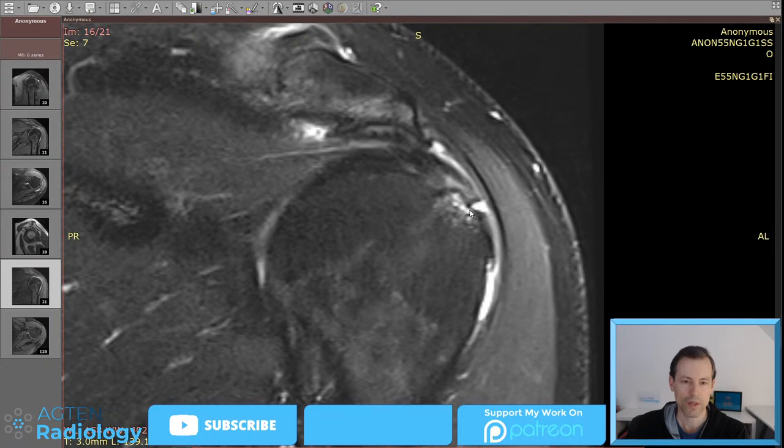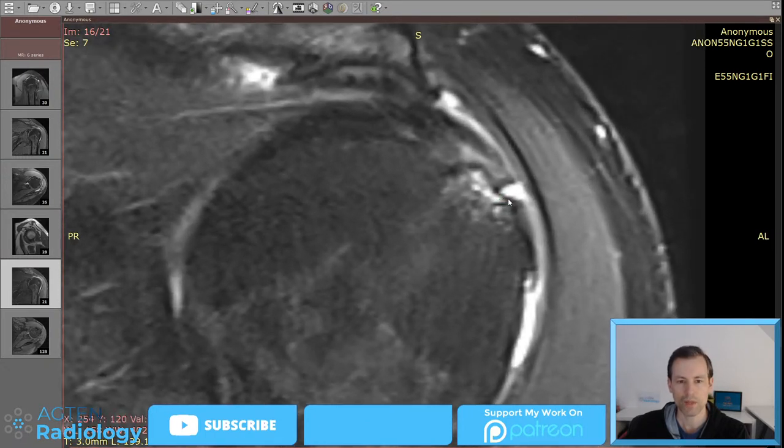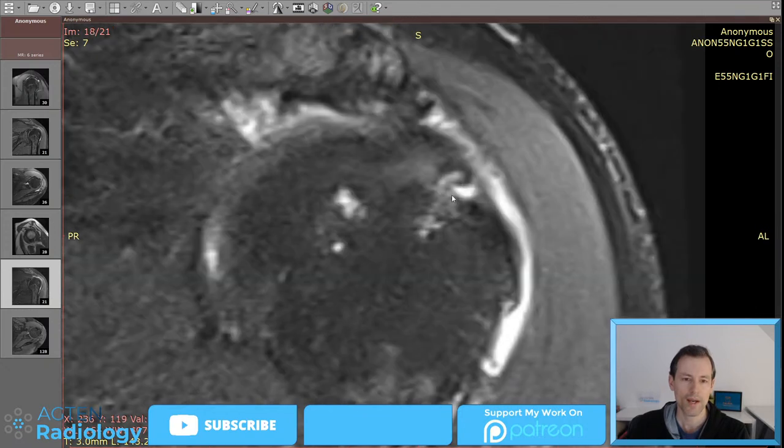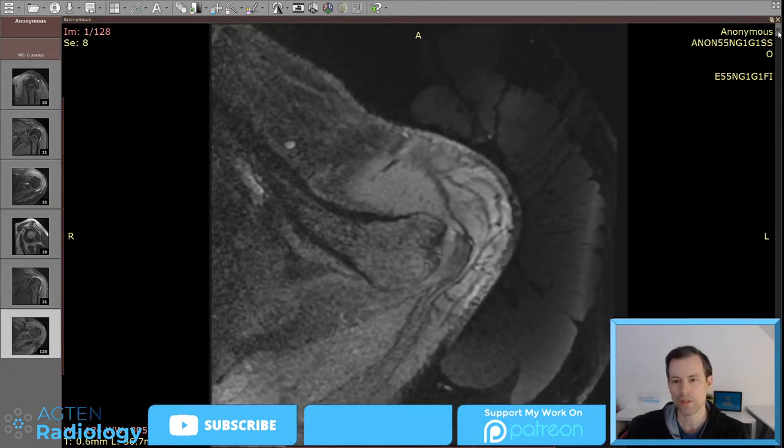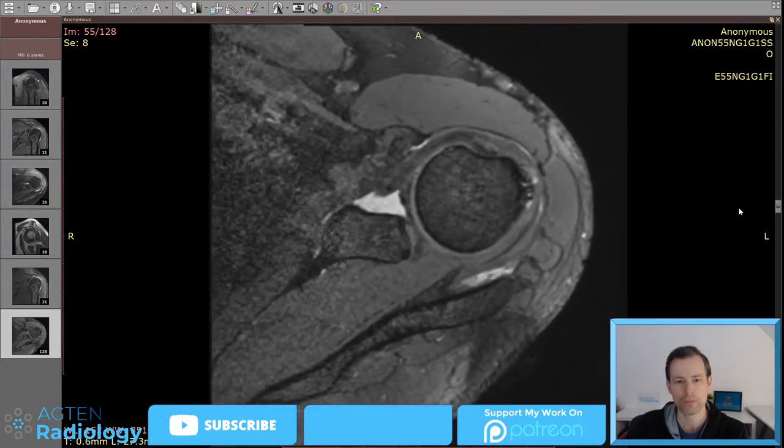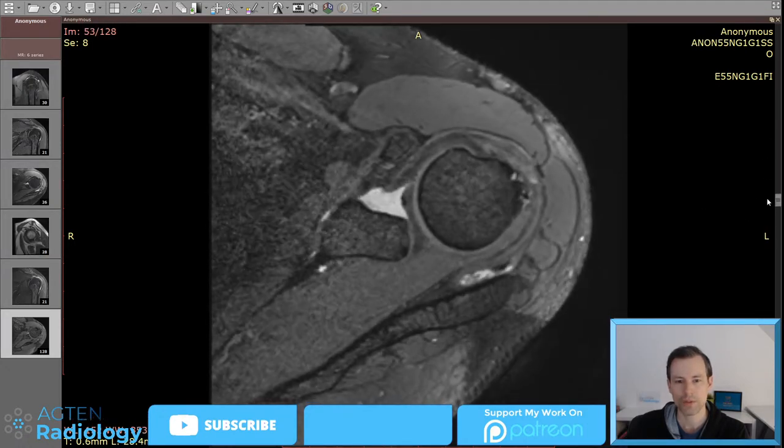So teaching point, I would say that we have to be careful that not everything fluid-like at this area of the footprint is actually tendon tears. It can be subchondral or subcortical cyst, sorry. And we really have to make sure we look also at thin section, if we have it, because the bony irregularities nicely show here.